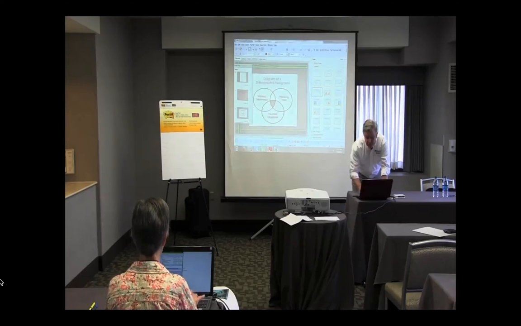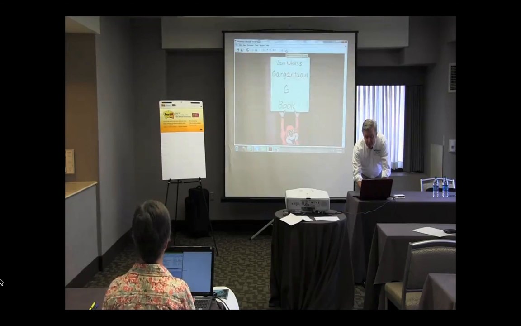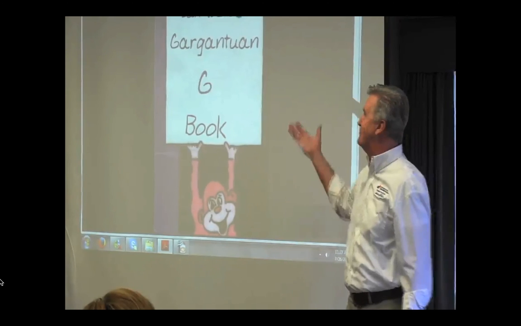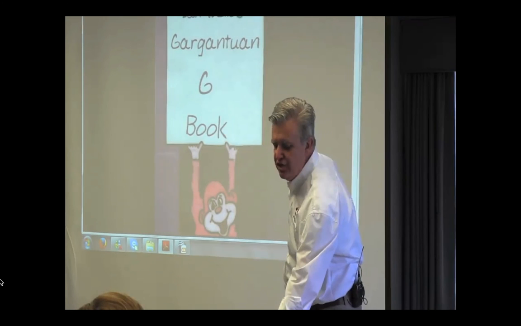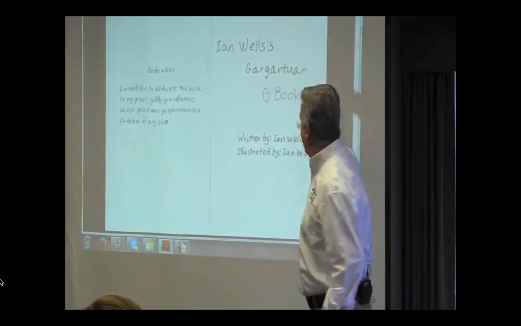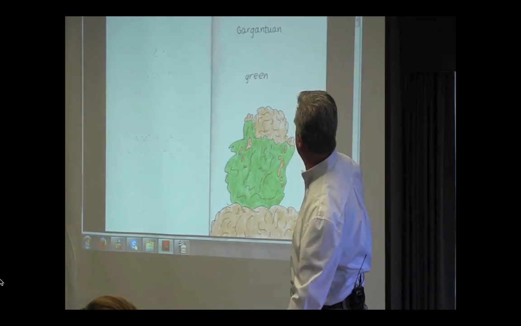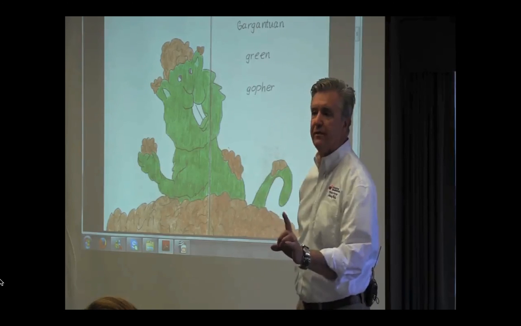This is what the finished product looks like. I actually have it in digital form. I do not have one of these books except for my son's book. Somehow I ended up with it. And his obviously was the G book. And there's a dedication. And there is the title page. And here's what it looks like. Gargantuan green gopher. Now I want you to notice something about the artwork.